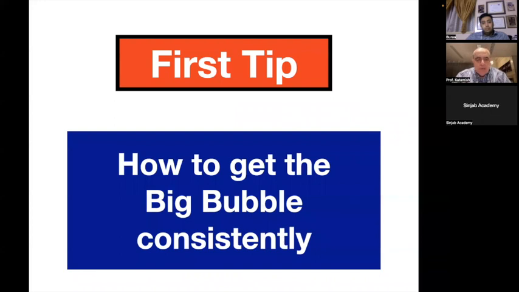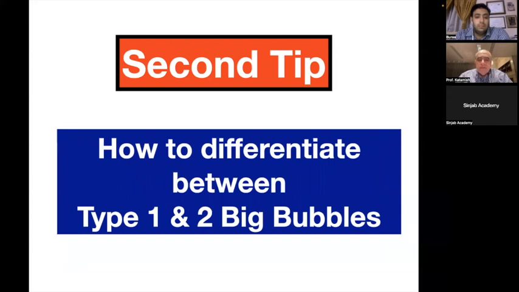steps of the operation, but there are groups of tips, mainly 4 groups of tips. The first group is how to get the big bubble consistently. This is very important to have a high rate of success. The second group of tips is how to differentiate between type 1 and type 2 big bubbles. So we have to be aware of the different types of big bubbles.